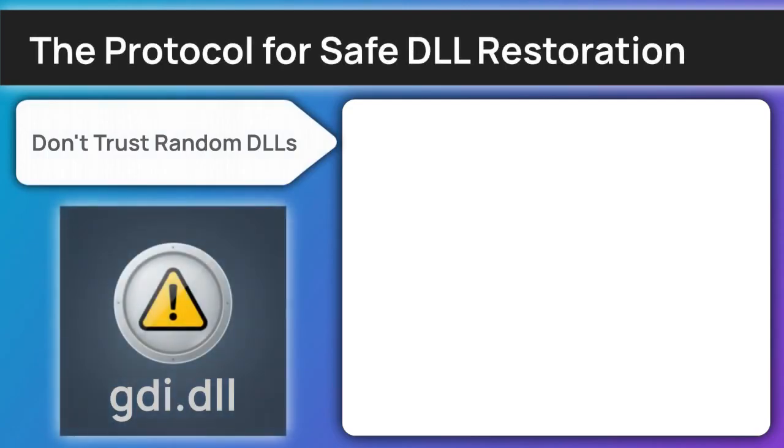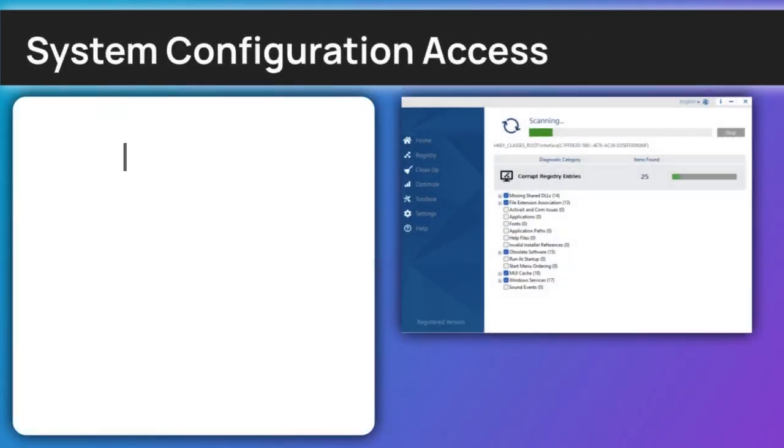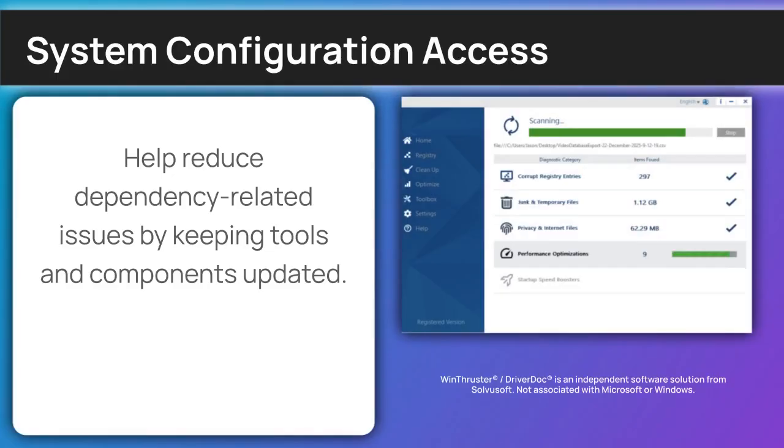To ensure long-term stability, we should review the safety risks associated with unverified file sources. A vital technical reminder: modifying the graphics device interface DLL manually is a high-risk procedure that can overwrite essential library files your hardware depends on for basic functionality and secure processing.